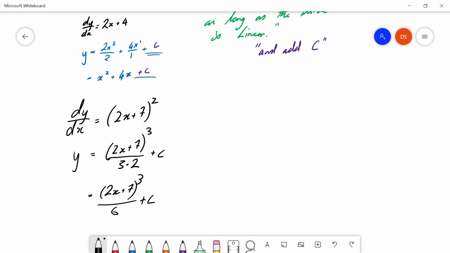In our next video, we'll look at integrating other functions and see if we can follow the same kinds of rules. I will also specify what's happening with this linear business and why that changes things. All right. Thank you.